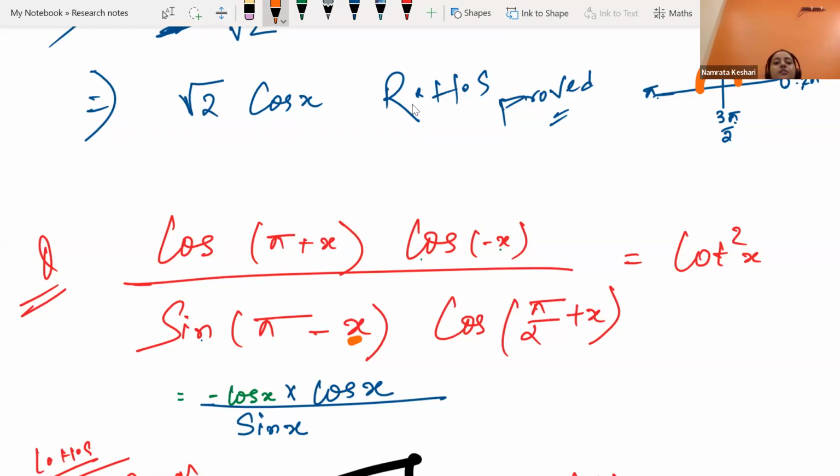Now next is pi by 2 plus x. Please tell me which quadrant. Third quadrant, ma'am. Pi by 2 plus x.